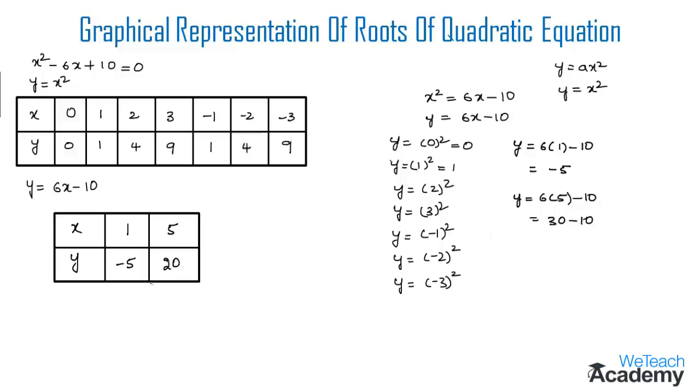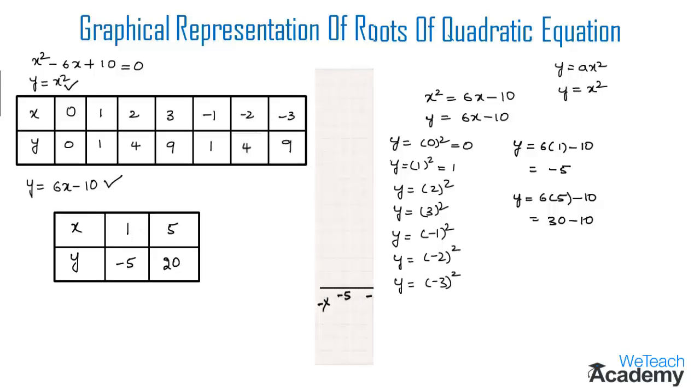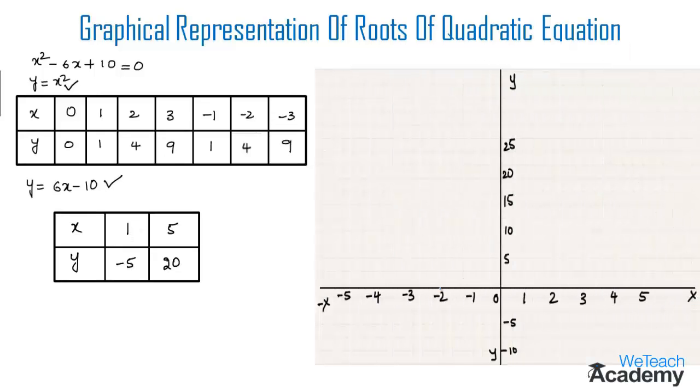And now let us represent the parabola y is equal to x square and the straight line y is equal to 6x minus 10 in a graph sheet. So let us consider the scale of x-axis as 1 unit and the scale of y-axis as the 5 units. So let us draw the graph for the polynomial y is equal to x square. Here we have the first order pair as 0, 0. So it is a point of intersection of two axes. Let us mark a point over here.